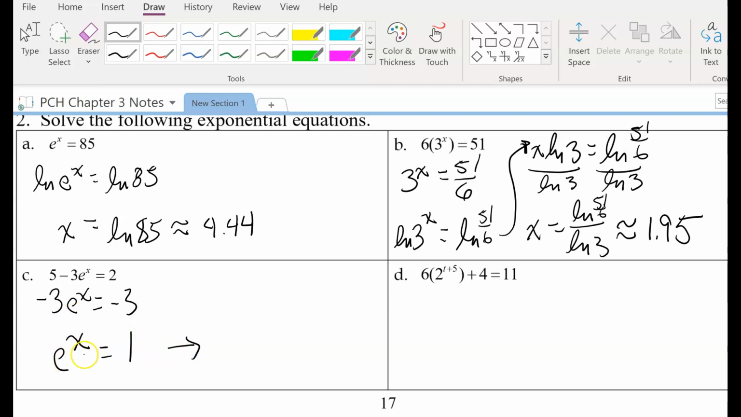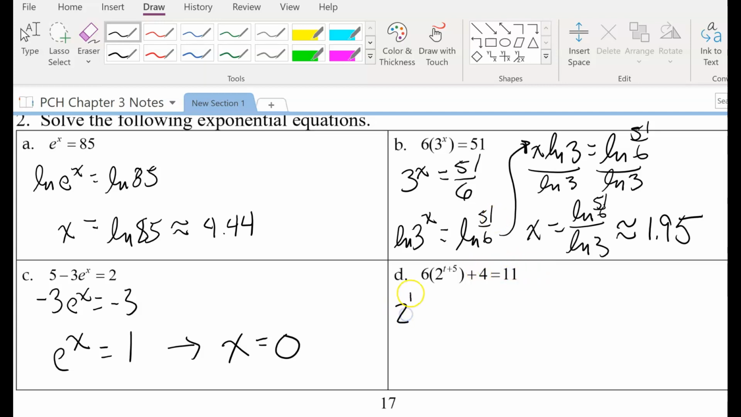So what do I have to raise e to get 1? That would be 0. Or you can take the natural log of both sides, and the natural log of 1 is still going to be 0. But the only exponent we can put in here so that it equals 1 is 0. All right, moving on to part D. I am going to subtract 4 and divide both sides by 6.